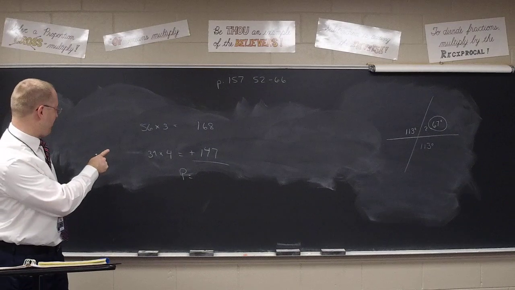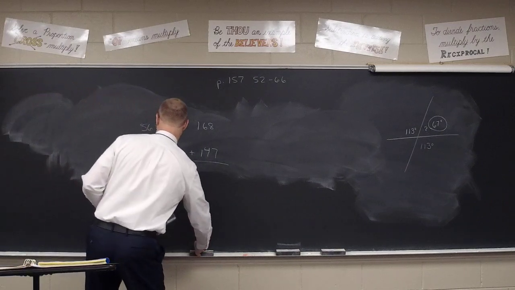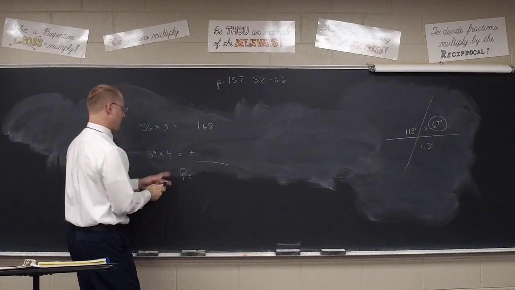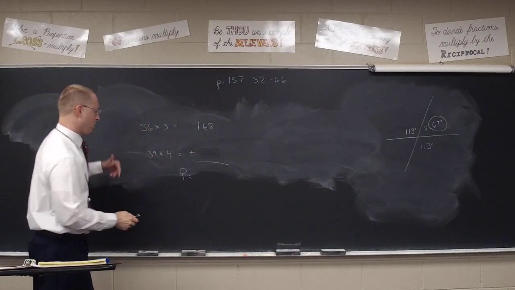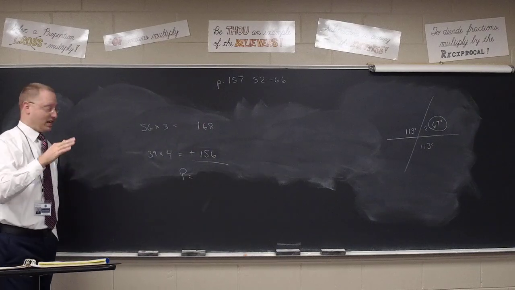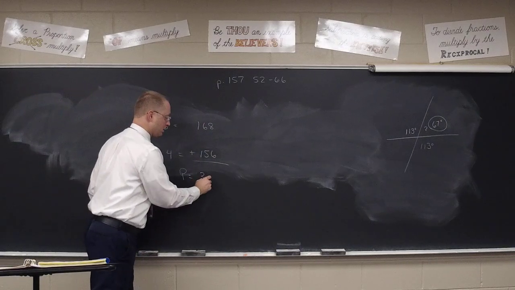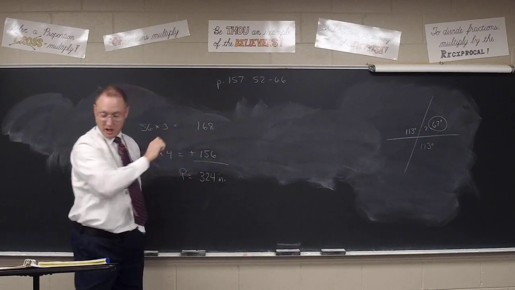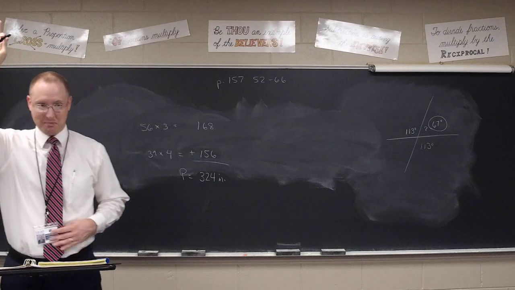Oh, no, that's a little bit off, actually. It can't be 147. I don't know what you multiplied by. That's not 147. 39 times 4 would be what? 156, class? Yeah. And we add those together, Jalen? P equals 324 inches. There we go. How many have 324 inches for letter B?